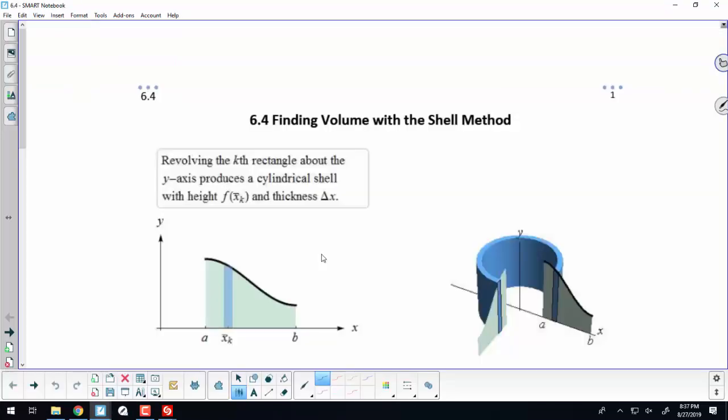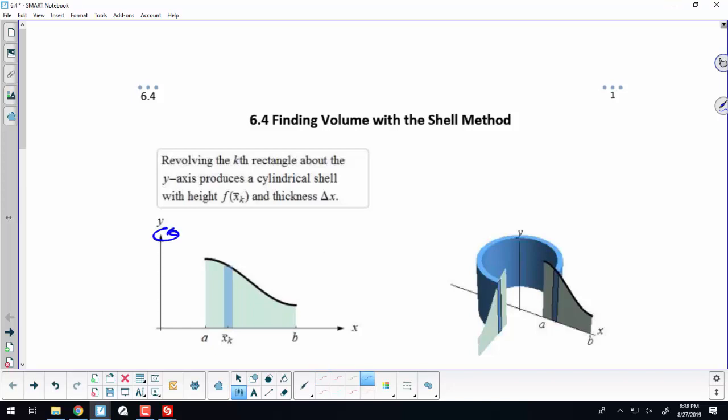Okay, I do want to start 6-4. We've got about 6 minutes or so. But in continuing with this notion of taking something and revolving it around an axis, here with the shell method, what we're going to do is say, all right, we have this region. What happens now if I take this rectangle and revolve it around the axis that's parallel? So I'm going to revolve this around the y-axis.